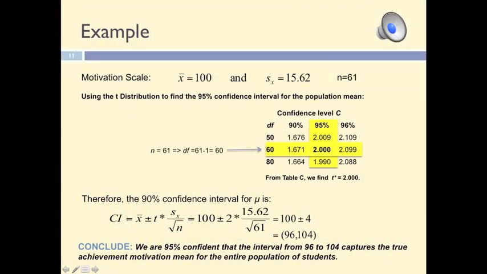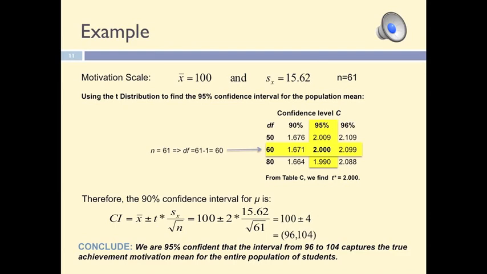This example shows how to compute a t-confidence interval by hand. Let's say that we would like to estimate a population mean on a student achievement motivation scale. We have a sample of 61 students. We administer the scale, and the mean score on this scale is 100, and the standard deviation is 15.62. We want to estimate a population mean with a 95% confidence level. Because we don't know what the population standard deviation is for this scale, we are going to use the t procedure instead of the z procedure.